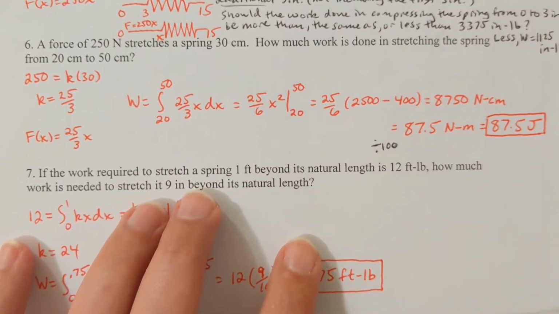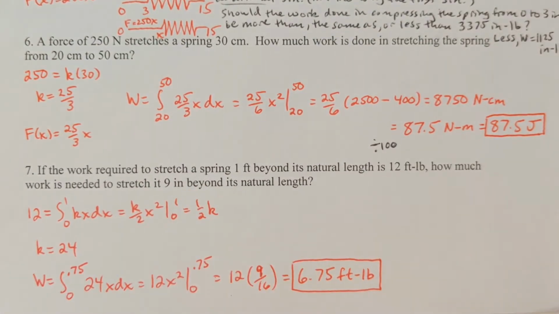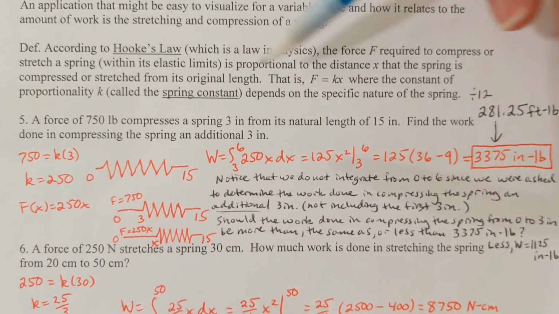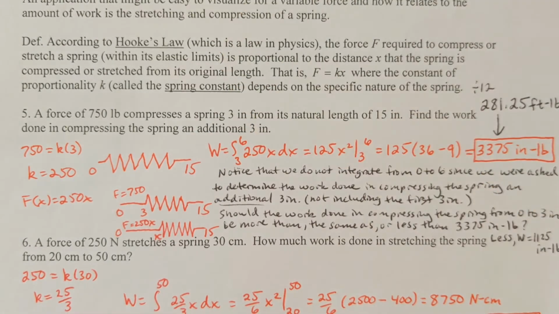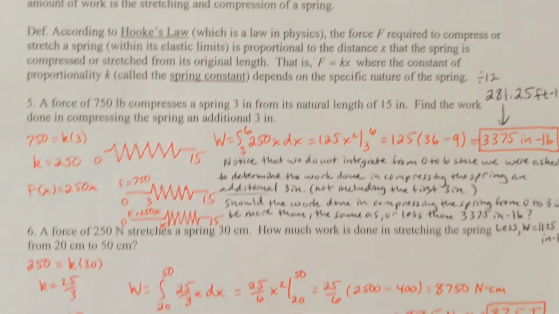Okay, problem 6. A force of 250 newtons stretches a spring 30 centimeters. How much work is done in stretching the spring from 20 centimeters to 50 centimeters? Well, I'm in the SI metric system, so I've got to make sure that my answer when I compute W is going to be in newton-meters, or joules, which is the same thing. I've got to find the spring constant. Now this formula applies for compressing or stretching a spring, so it's going to be very similar to what we just did in problem 5.